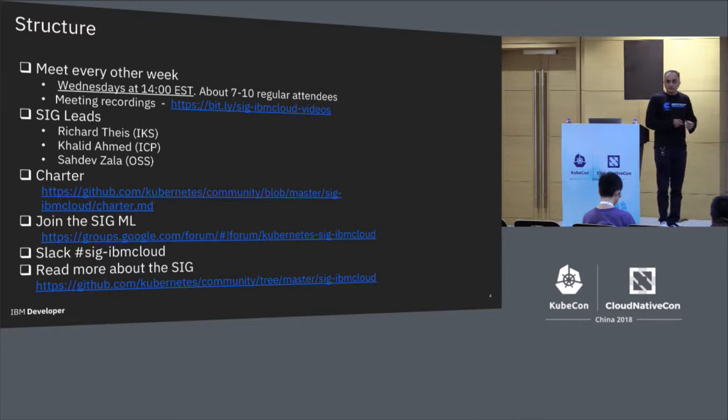As I said, you interact with the leads from the different cloud sides. So the structure for the SIG is we have 3 leads. That's the one thing we always want to keep, 3 leads. We have Richard Theis from the IKS side. We have Khalid Ahmed from the ICP side. He's actually one of the founders of ICP. He's an IBM Distinguished Engineer in Canada. And then myself, I co-lead the SIG from the open source side.